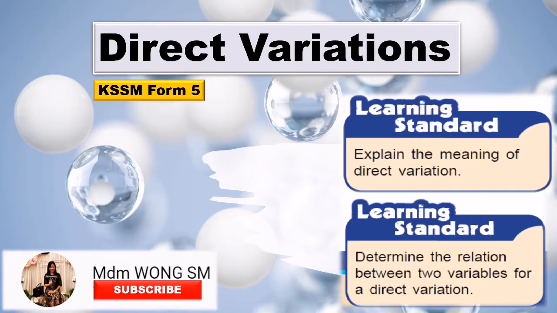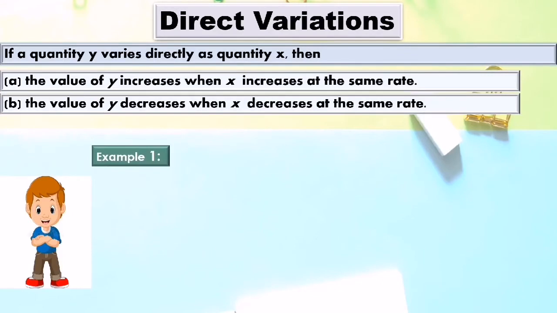Okay, in this video, I want to explain the meaning of direct variation and determine the relation between two variables for a direct variation. For direct variation, if a quantity y varies directly as quantity x, then the value of y increases when x increases at the same rate. The value of y decreases when x decreases at the same rate.